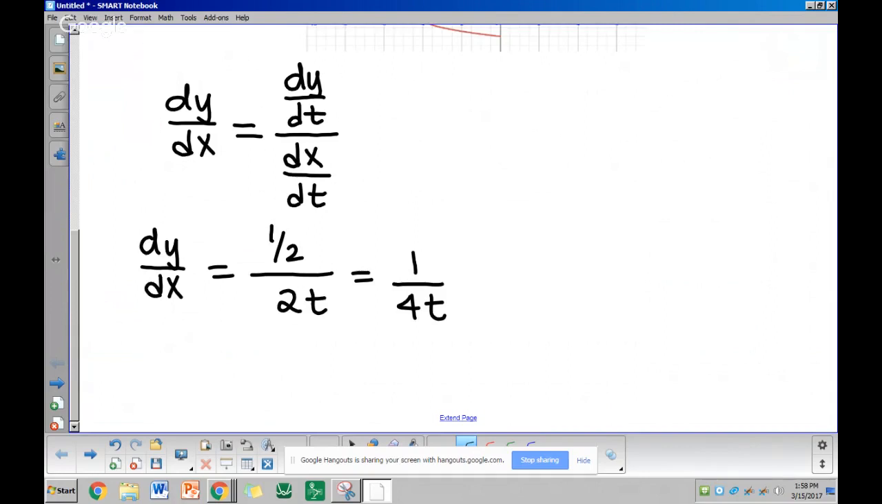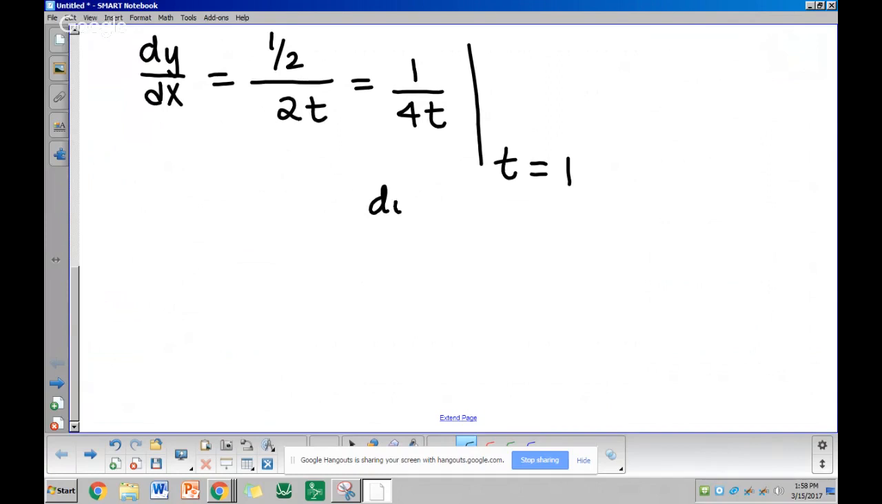But wait, that means the derivative with respect to x, dy/dx, is a function of time. Does that make sense to you? Does the slope depend upon what time you are? It does, doesn't it? So let's say I wanted to find the slope of the tangent line somewhere, such that, let's say t equals, give me a number. 1. So then we could say that dy/dx here is 1/4.